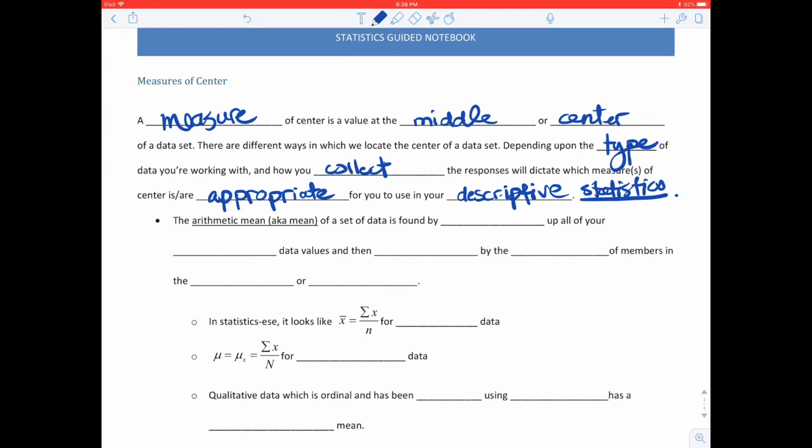Okay, arithmetic mean. You've used this a lot, right? In averaging exam scores, figuring out different things in your life. People are usually pretty familiar with this. So it's found by adding up all of your numerical data values, right? You can't add up things like colors and stuff like that unless you code them in some way. And then dividing by the number of members in the sample or population, depending on what you're working with.